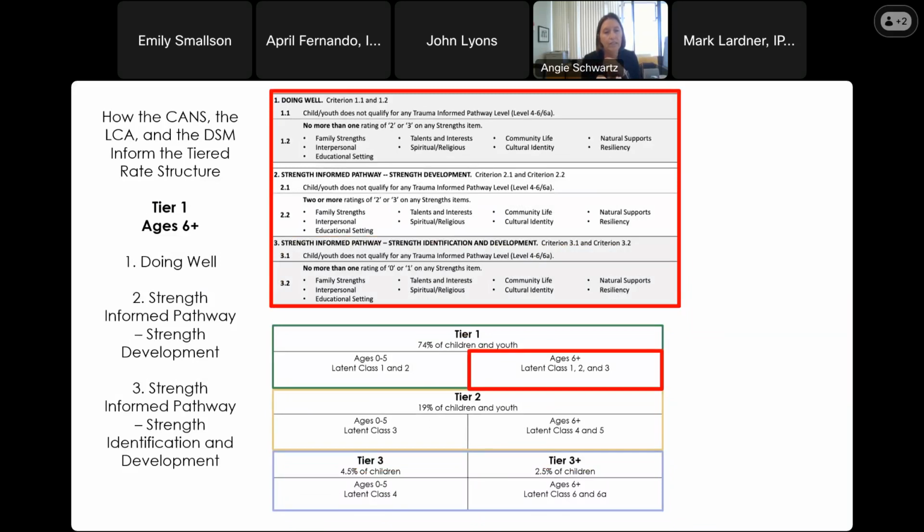And then going to our 6 and older population, tier 1 captures those kids that are doing well, that have some strengths, but not all of the identified strengths, as Dr. Lyons described, as well as those kids that have a need for strength building. They don't have identified strengths, but they still don't have any identified immediate needs either. And so all of those young people are also within those first 3 latent classes that we have grouped into tier 1. Next slide.